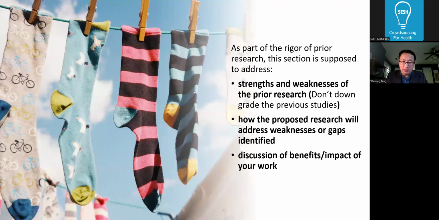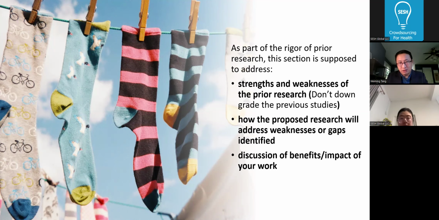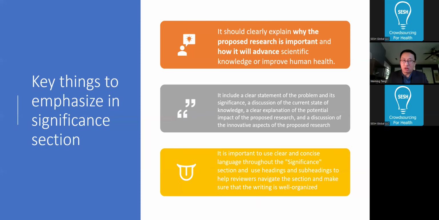Also, at the end of the significance section, you need to have a discussion of the benefits or impact of your own work. You have to have your own work stand out. For a significance section, you want to make your study stand on the shoulders of giants, which means you need to put your study into the literature, find the weakness and the gap in the literature, and then stand on the shoulders of giants to solve the problems and bring benefits to the literature. So that's why we need a significance section.